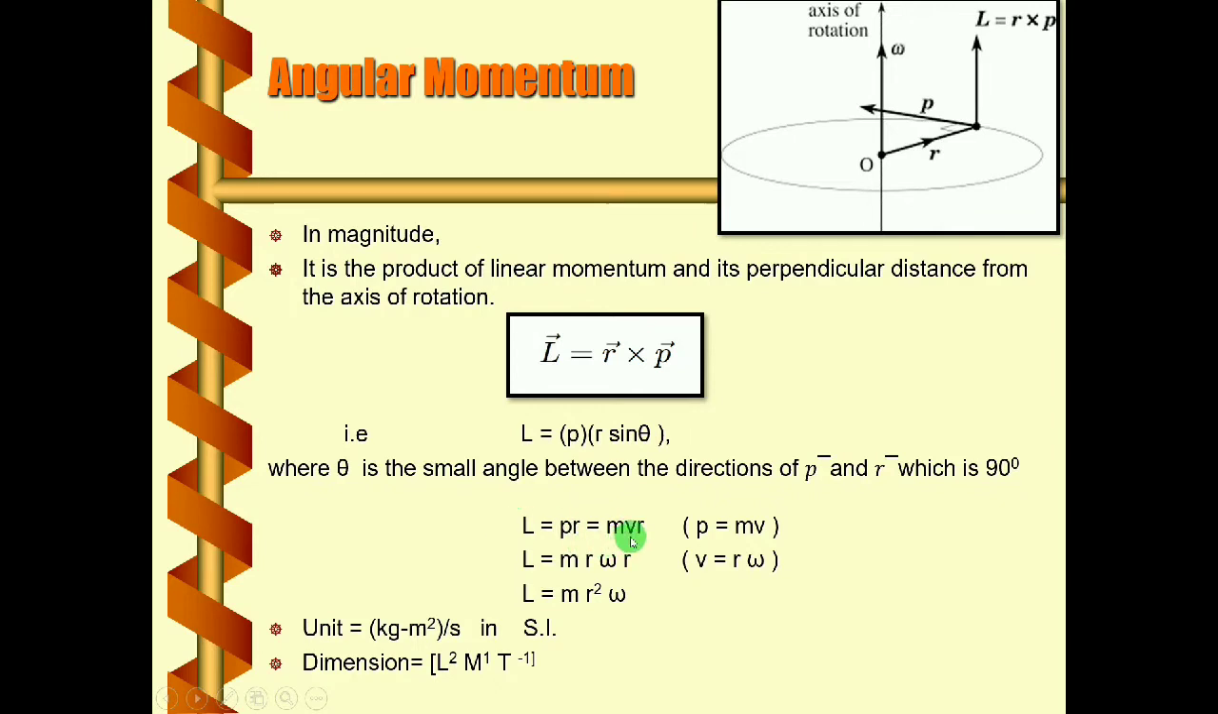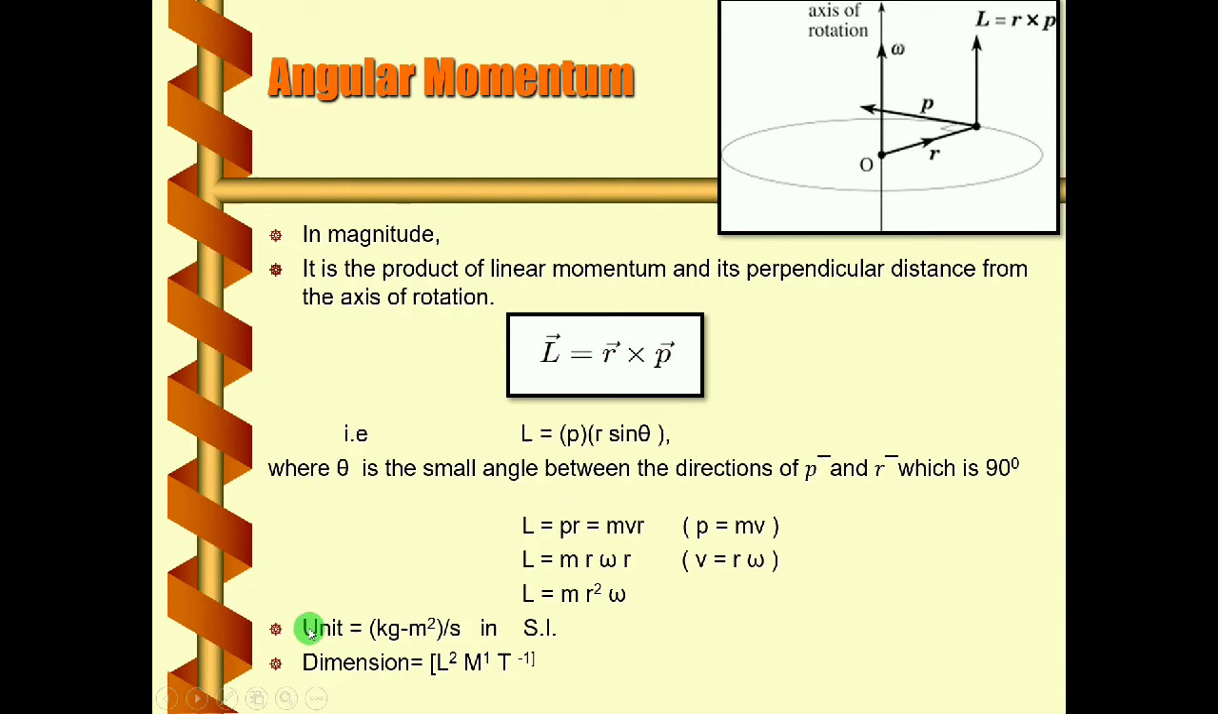Now if you want to convert it in terms of angular velocity, you put in your value. Instead of v, we can write r omega. The m stays as it is, and the r stays as it is, so r into r gives r square. I get the expression L equal to mr square omega. This is the expression of angular momentum in terms of omega. We will use this while deriving the expression for angular momentum, in our next derivation.